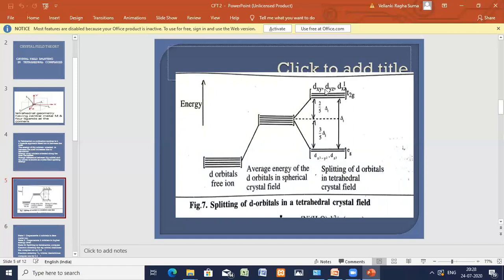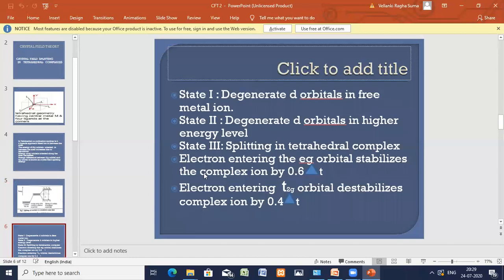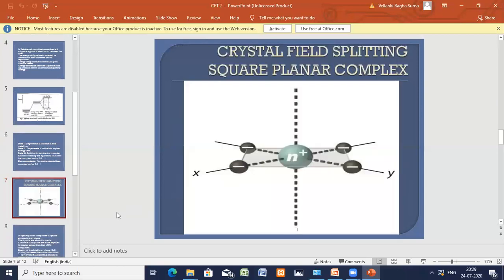This will destabilize the complex ion. Okay, so an electron entering into the EG set, the down orbital, stabilizes the complex ion by 0.6 delta T. And the electron entering into the T2G orbital destabilizes by 0.4 delta T. Okay, so you have understood the tetrahedral splitting.